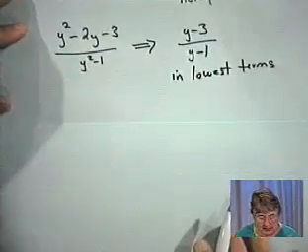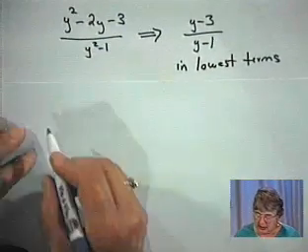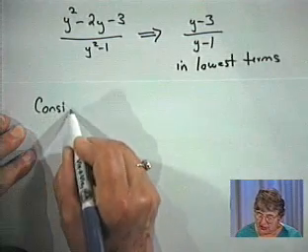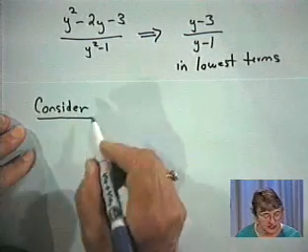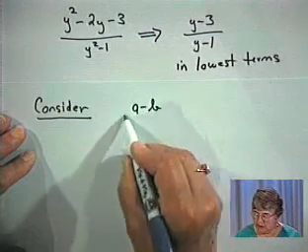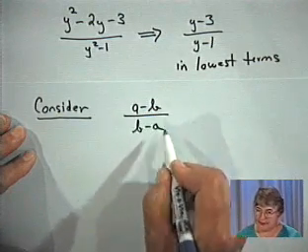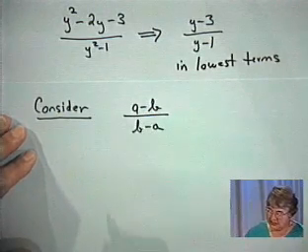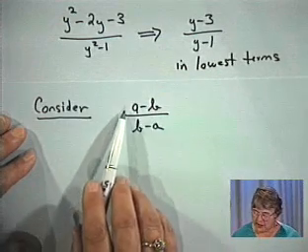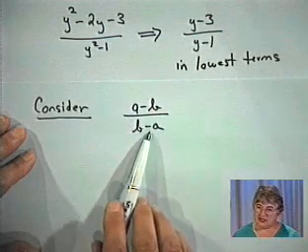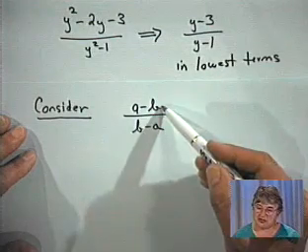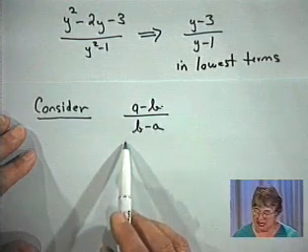Now, let's consider the following rational expression. Suppose we consider a minus b over b minus a. Okay. This looks an awful lot alike. If you notice, we have a plus a in the numerator and a minus a in the denominator. We have a minus b in the numerator and a plus b in the denominator.